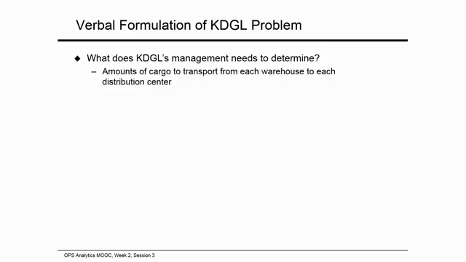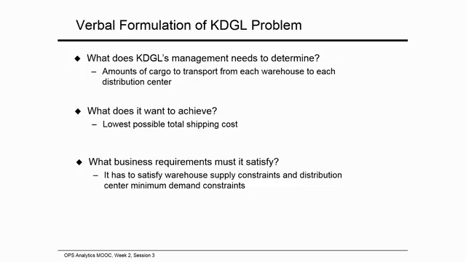The amounts to ship from each warehouse to each distribution center. What objective does Keystone have? It wants to minimize the shipping cost. What kind of constraints does it face? There are supply constraints at the warehouses and the demand constraints at the distribution centers. So, we can specify decision variables, objective function, and constraints.